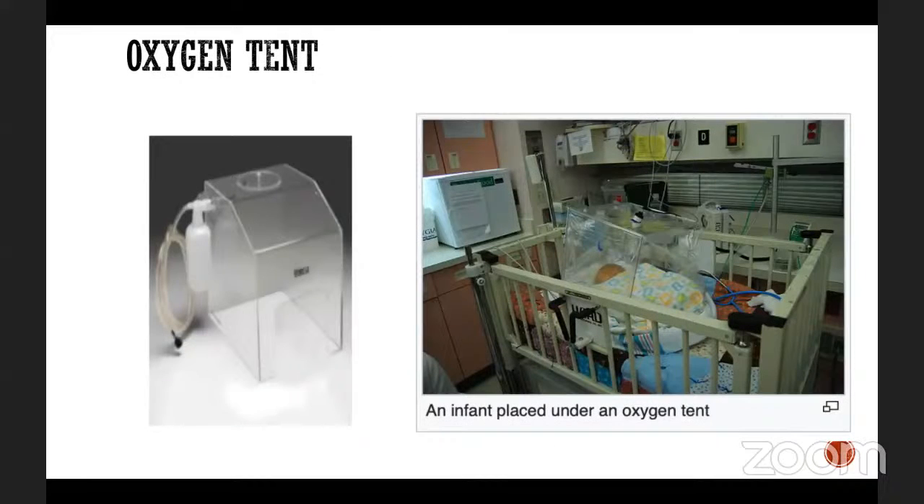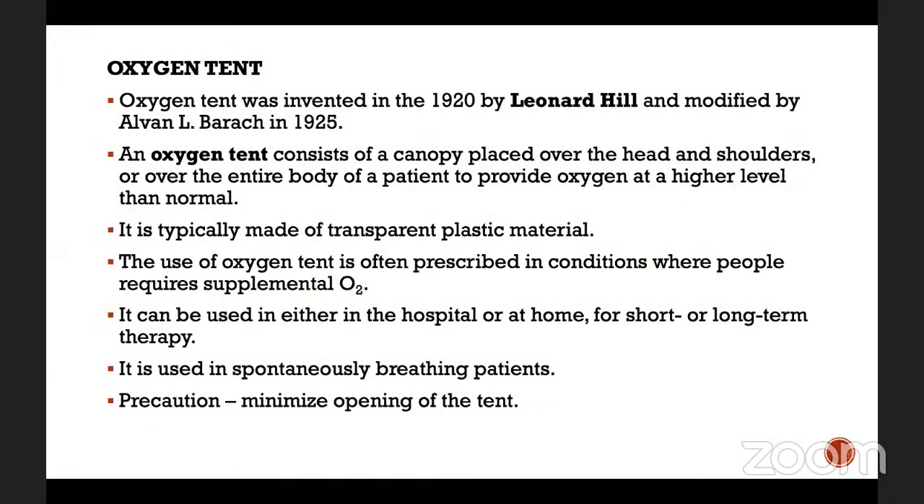We also have the oxygen tent, as you can see from the diagram. Most of the time, pediatric patients benefit more from this. It was invented by Leonard Hill in 1920 and later modified by Alvan Barach in 1925. This can be used for patients that require supplemental oxygen.